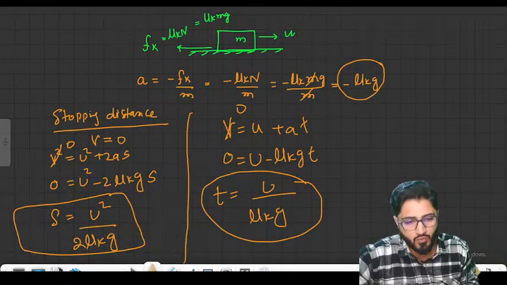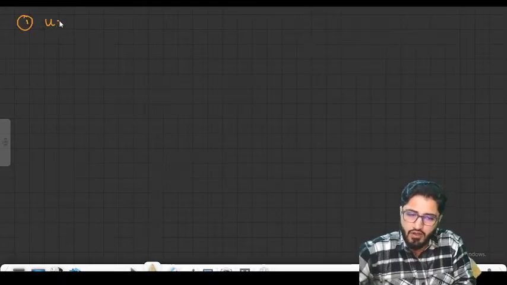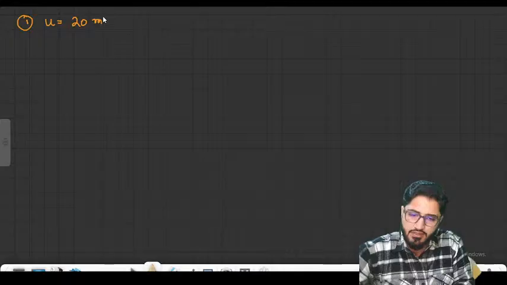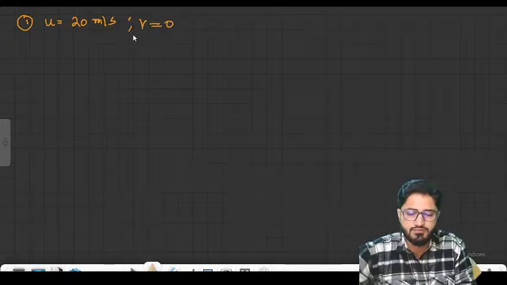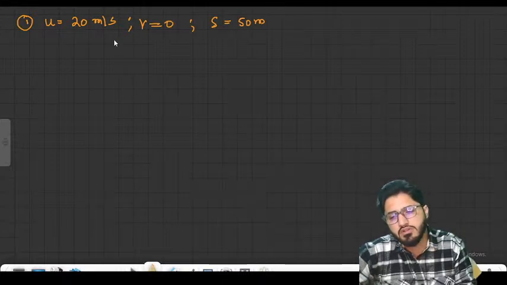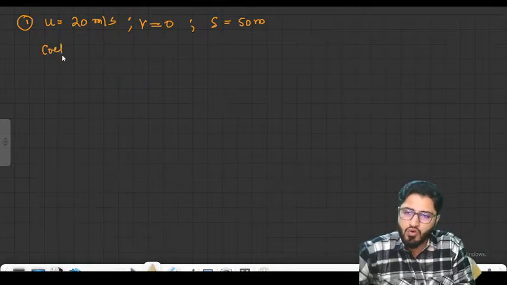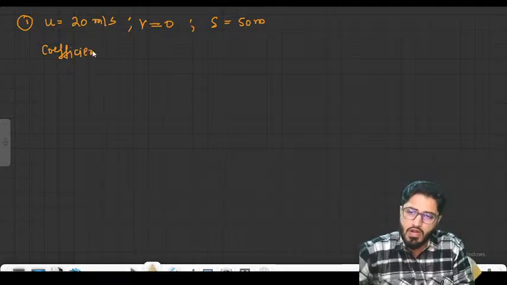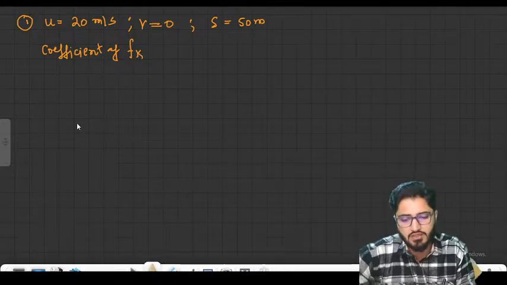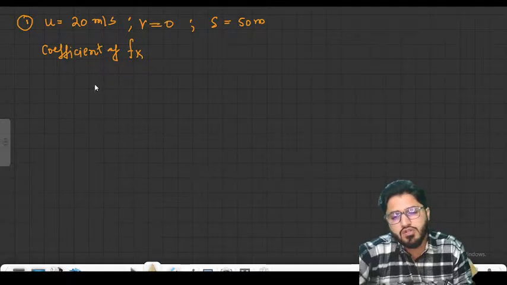Look now, we are having a body. The body's velocity is 20 meters per second, and its final velocity is 0. It travels a distance of 50 meters while going from 20 to 0, right? So what will be the coefficient of kinetic friction? Okay, sir, how to find the coefficient of kinetic friction? We don't know it, right?